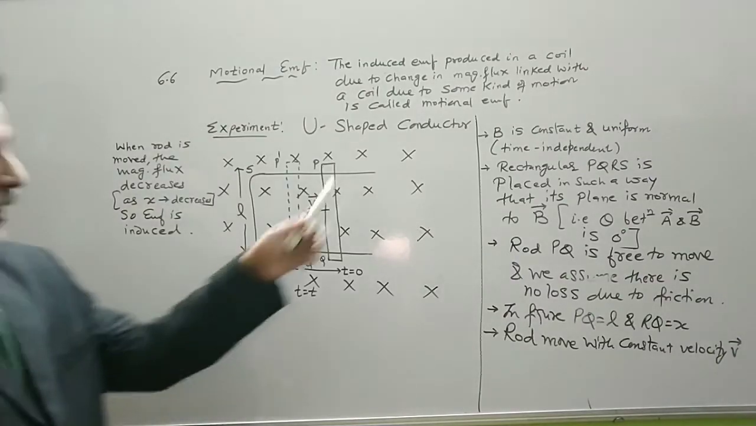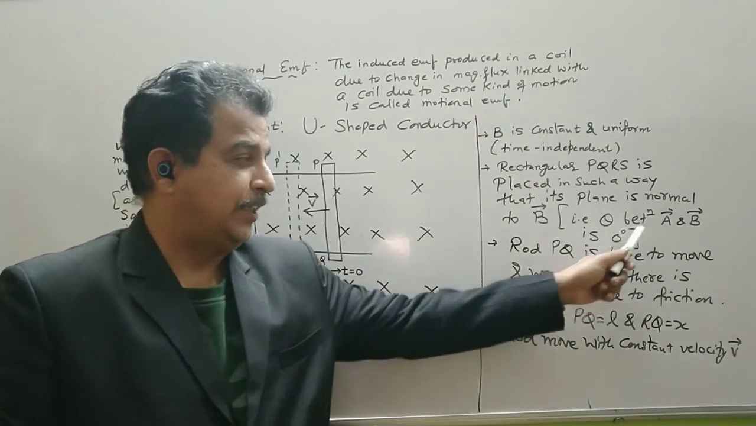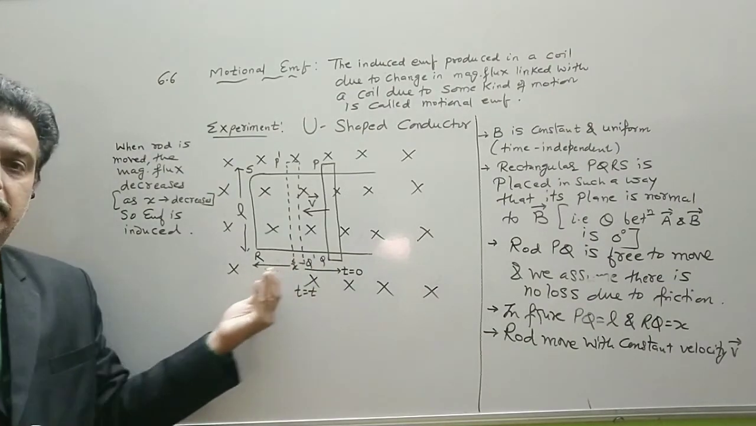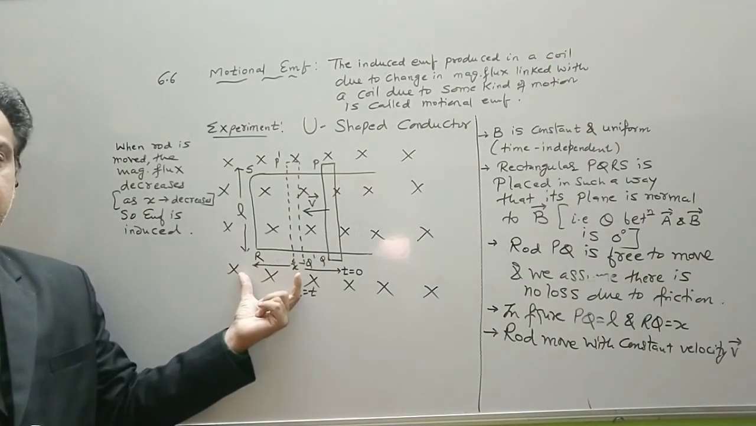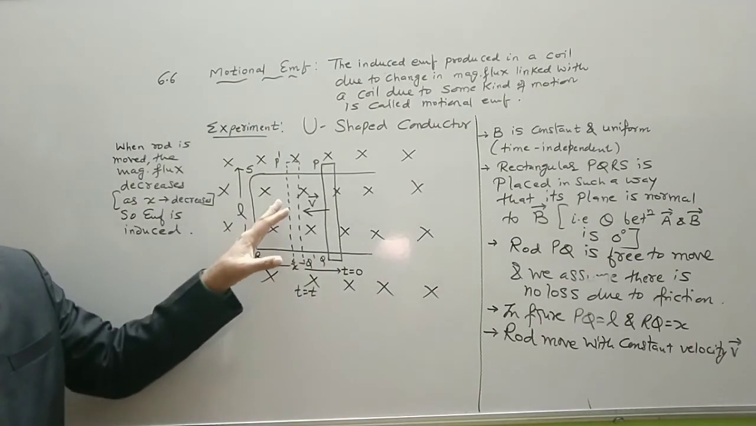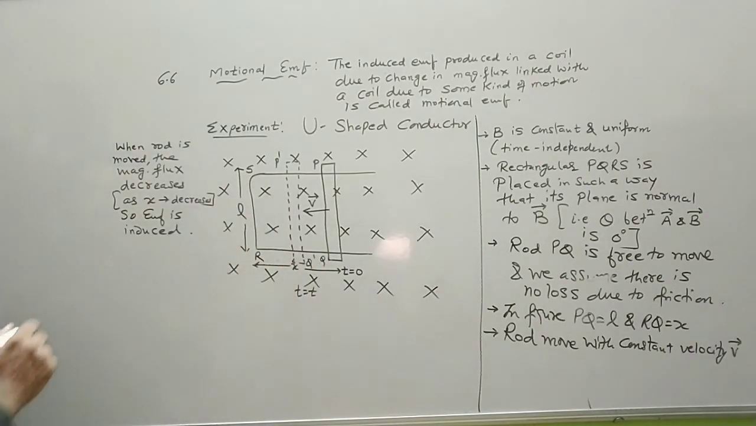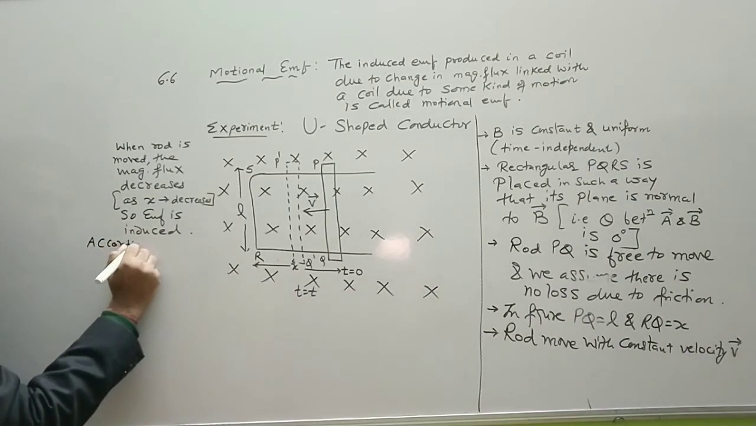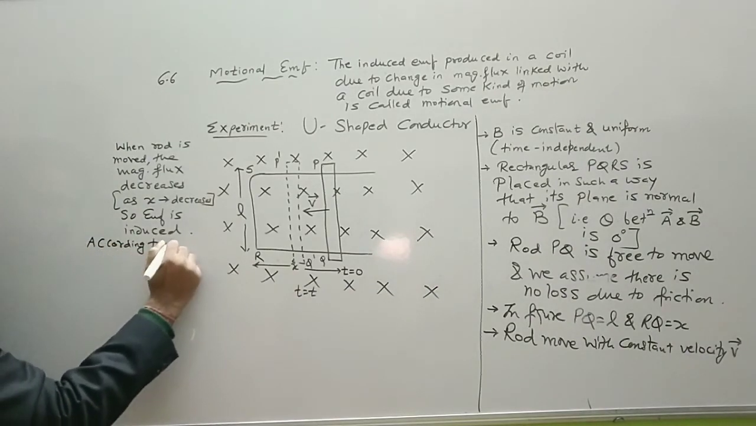In this situation also, the area vector and the B vector are in the same direction, that is, the angle is 0 degrees. Because X is changing, the area decreases. This is the new position. That is, the breadth is decreasing, or you can say the magnetic flux is changing. So we have to apply Faraday's law.